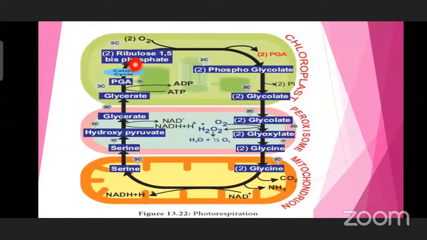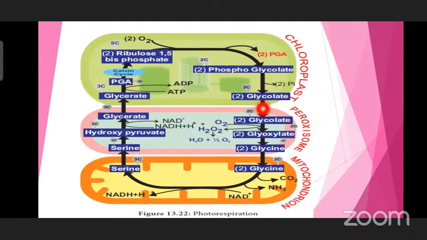Listen, two molecules of ribulose 1,5 bisphosphate, each one having 5 carbons, means 10 carbons will be there here. And two molecules of oxygen combining, forming 2 molecules of phosphoglyceric acid, each one having 3 carbons, 3 plus 3, 6 carbons over here. And one more compound, it is forming 2 molecules of phosphoglycolate, each one having 2 carbons. 2 carbons plus 2 carbons for 2 molecules means 4 carbons are there here in the chloroplast. It is losing the phosphate, 2 phosphates it is losing. Only carbon molecules are there.